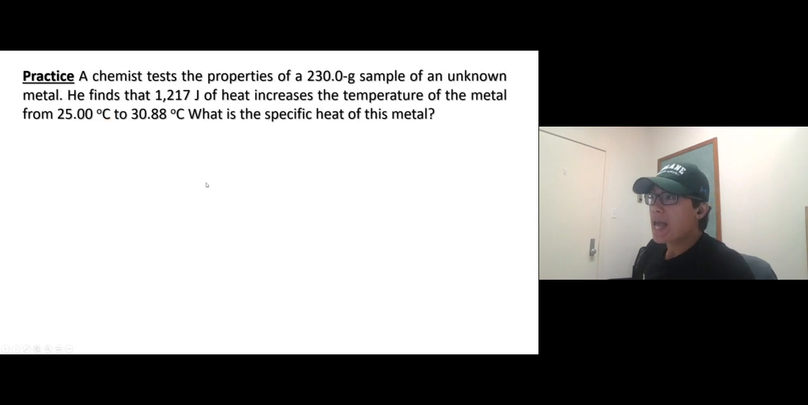All right, next one. A chemist tests the property of 230 grams of a sample, an unknown metal. He finds that this amount of energy increased the temperature of the metal from 25 degrees to 30.88 degrees Celsius. What is the specific heat of this metal?